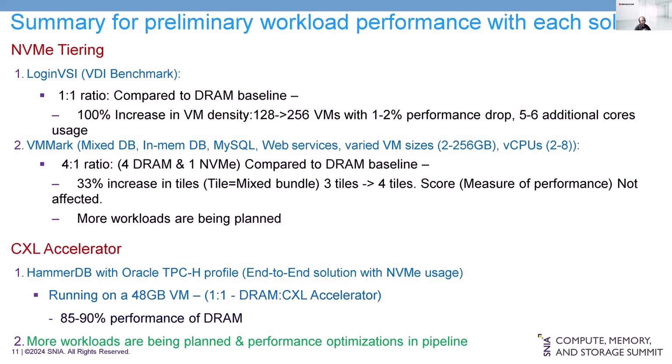Now flipping over to the other side, looking at the CXL accelerator, we ran HammerDB, the benchmark with the Oracle TPROC-H profile, which is an end-to-end solution, against a 48 gigabyte virtual machine. In this case, we set the DRAM to CXL accelerator ratio as 1 to 1. With this CXL accelerator-based tiering, we were able to get as close to 91% of the DRAM virtual machine performance, which is acceptable to most workloads. Again, more workloads are being planned and performance optimization is in the pipeline. Remember, the CXL accelerator use case is targeted towards business-critical, low-latency production workloads. So performance is the use case here.